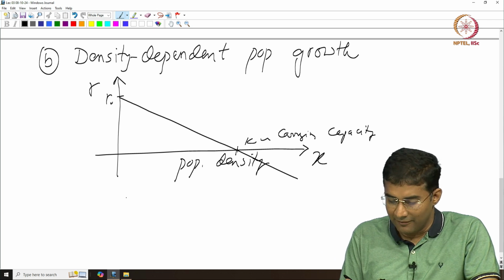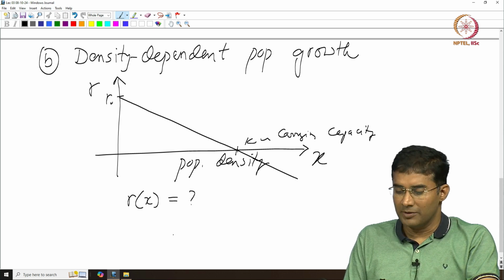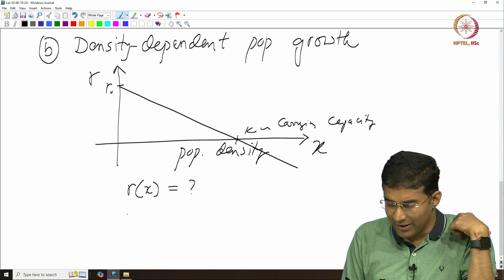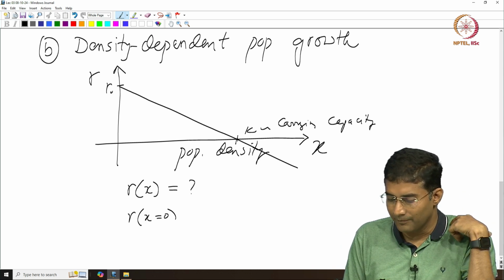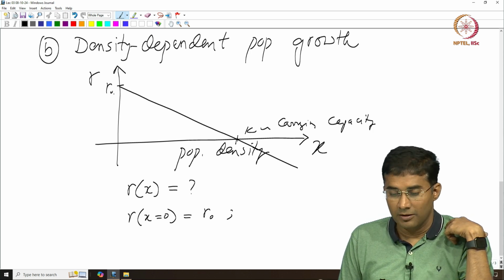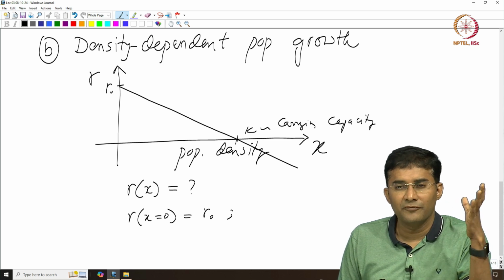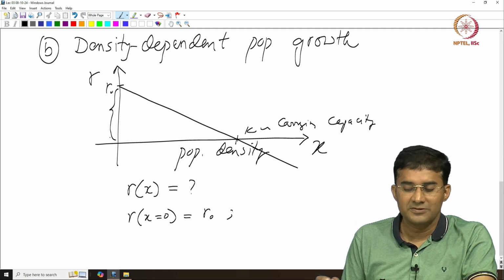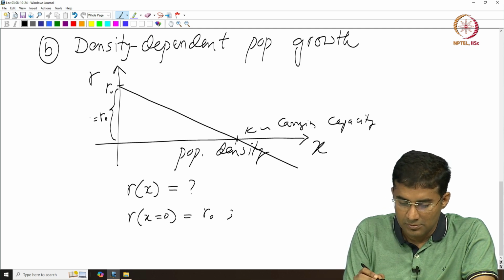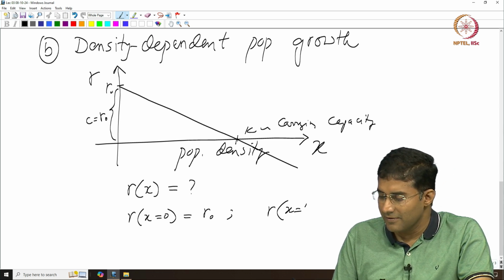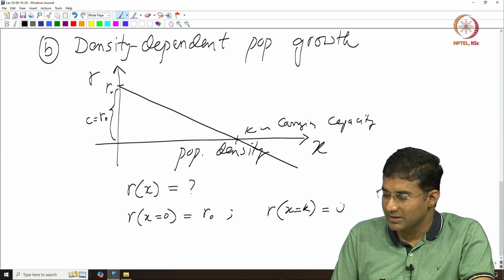Okay. So we want to know how the per capita growth rate depends on the population density. Now we have two pieces of information from this graph, right. When x is 0, when the density is 0, the value of the per capita growth rate is R0, which is already telling you that the y intercept of the straight line equation is R0. Now we have one more piece of information, which is that when x equals k, the per capita growth rate is 0.